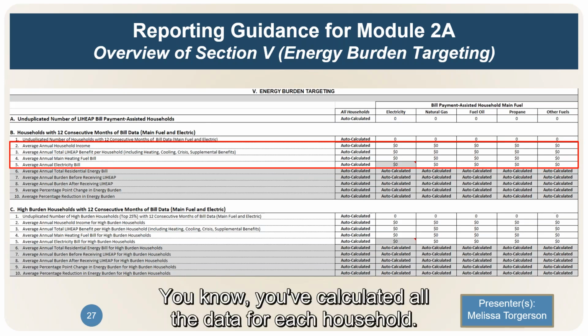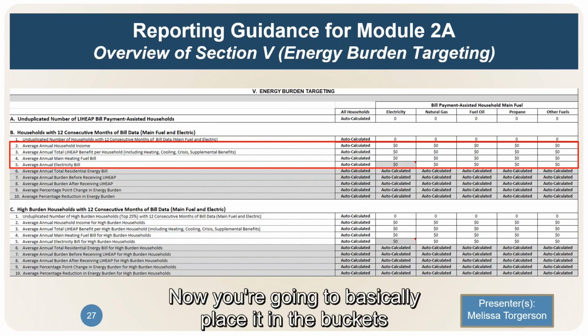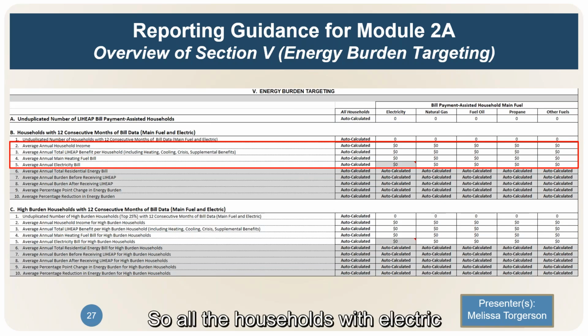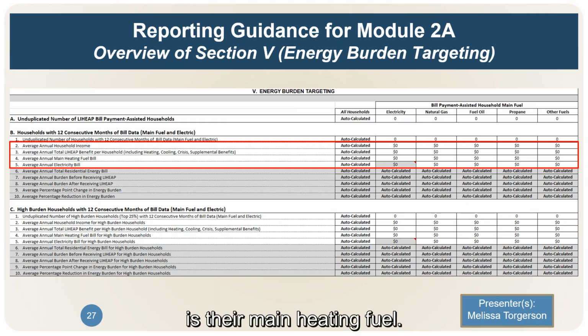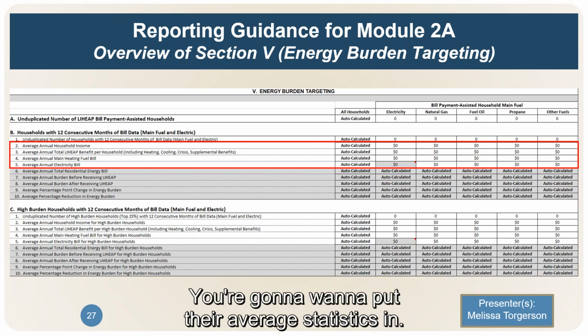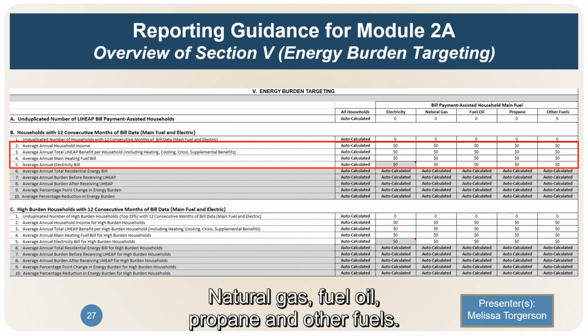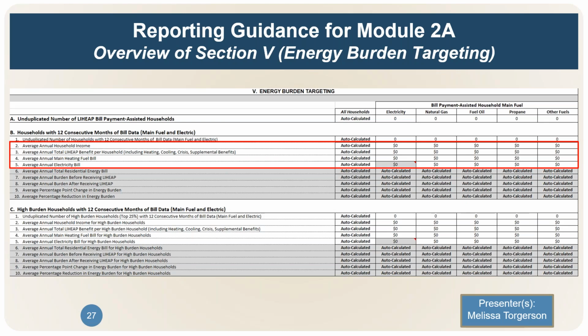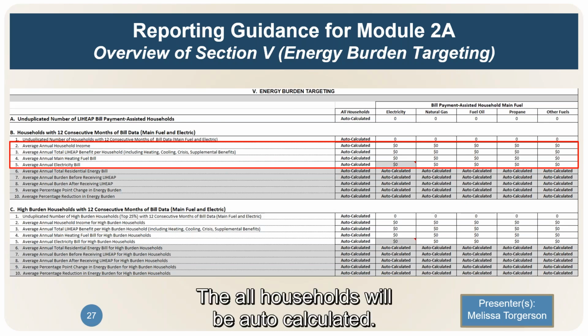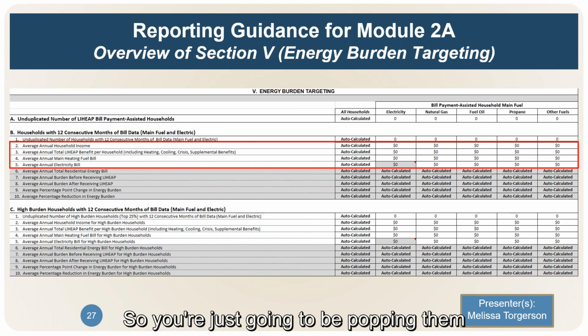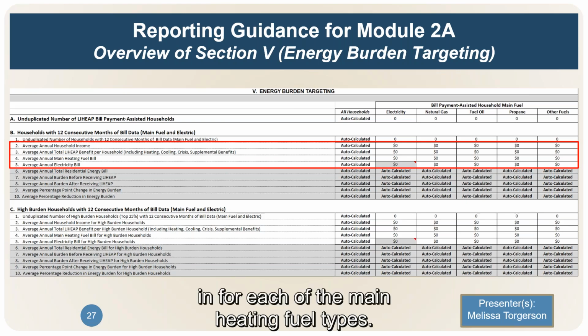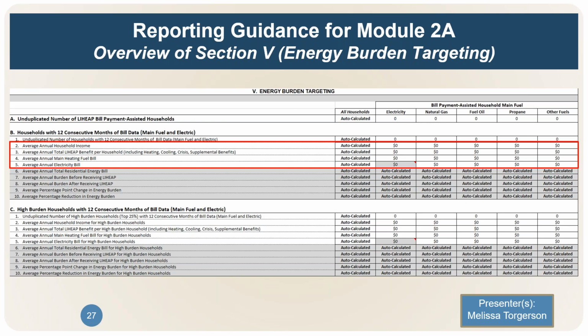You've calculated all the data for each household. Now you're going to basically place it into buckets for each main heating fuel type. So all the households with electric as their main heating fuel, you're going to want to put their average statistics in: natural gas, fuel oil, propane, and other fuels. All households will be auto-calculated. So you're just going to be popping them in for each of the main heating fuel types.